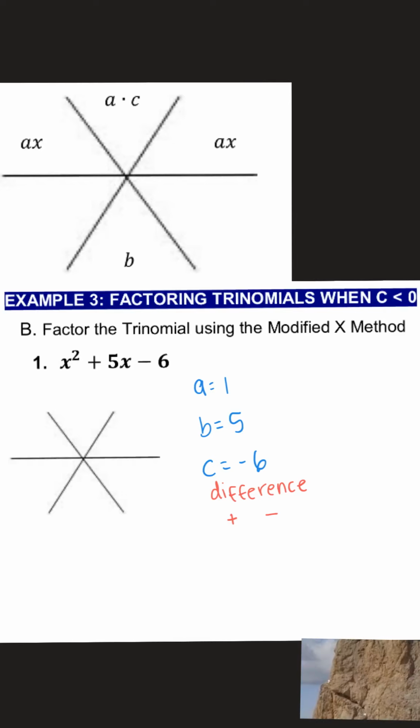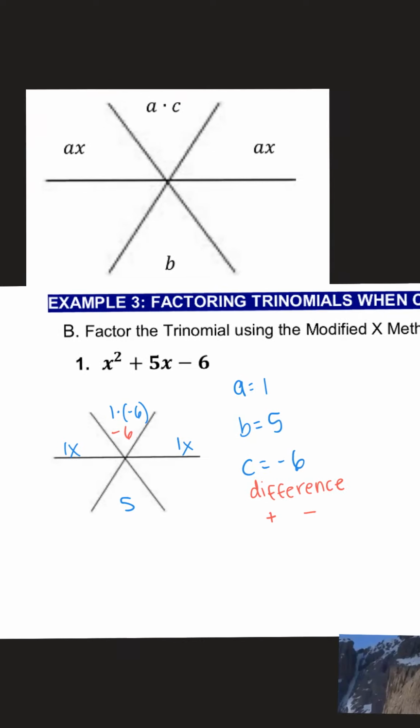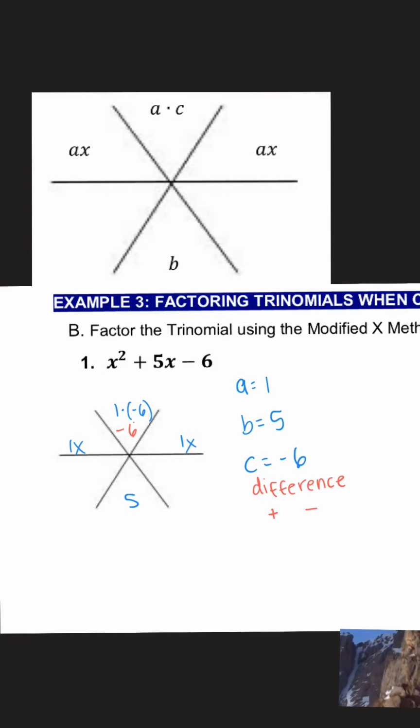Now we're going to plug in our butterfly like we always did. So we have 1 times negative 6, 1x, 1x, and then 5 on the bottom. Okay, so 1 times negative 6 gives me negative 6. And then I need to talk about my factors of negative 6.